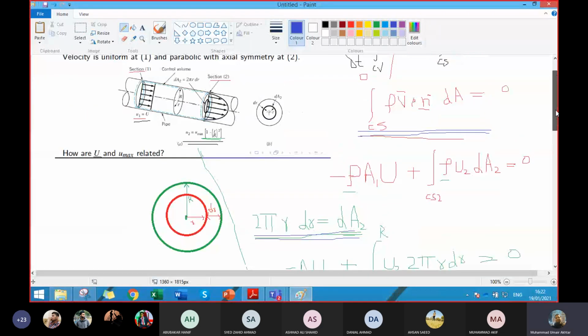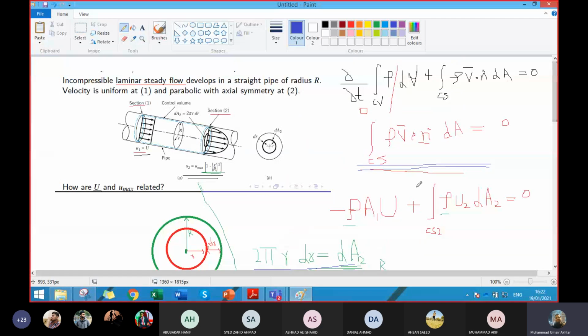Okay, I'll just summarize the problem for you. We're given a steady state laminar flow and we are asked to relate the velocity at the inlet, that is this u, with the maximum velocity, that is at the center of this outlet. And we know that the velocity at the center is maximum because of the no slip condition. At the surface, the flow is attached to the pipe, so the velocity becomes zero, and it is maximum at the center because the center line here faces the minimum resistance.